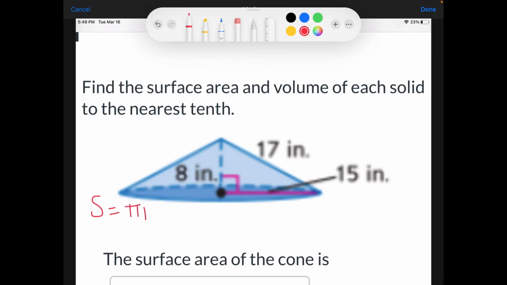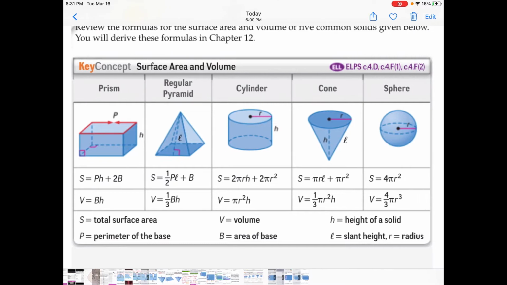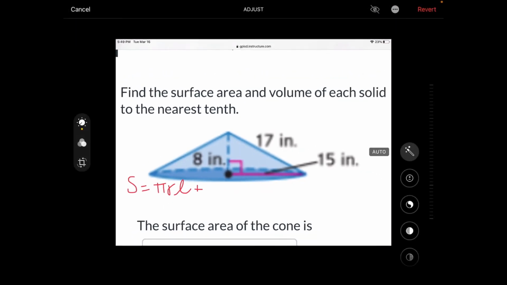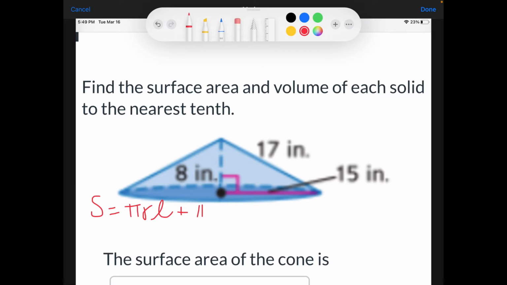So I think it was pi r L, and then we were adding something to it. So let's go back and check. So it was pi r L plus pi r squared. Okay, so let's go ahead and make our parentheses to show what we need to put in there.